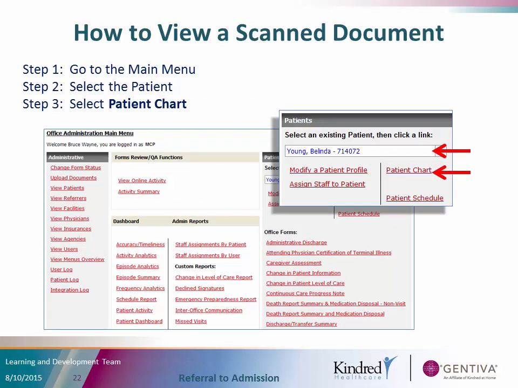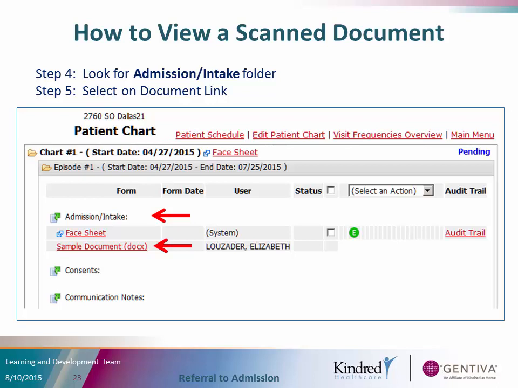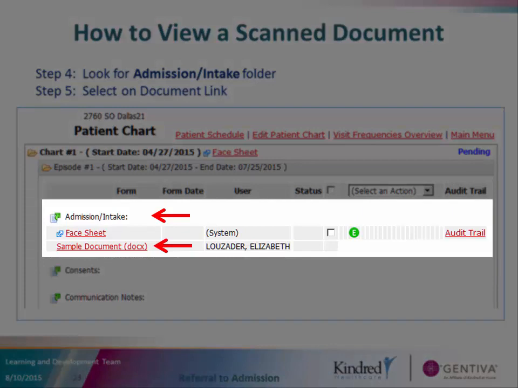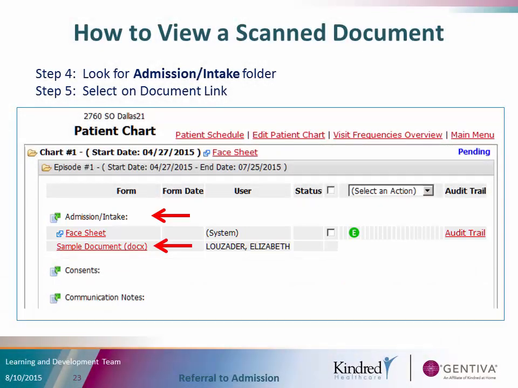On the main menu, select the patient in the patient's drop-down and select Patient Chart. The patient's chart opens and you'll notice that the folders are seen here in the same order as they were in that file tree. Look in the Admission Intake folder and you should see a link with the document name. My example was Sample Document and here it is. The document can be viewed by selecting the red link.